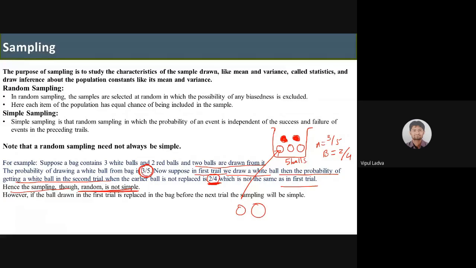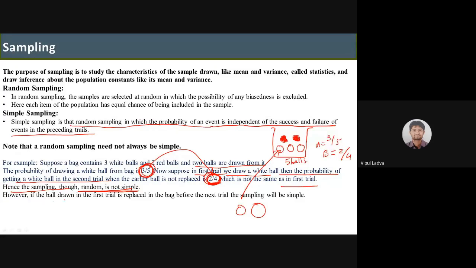Why? Because both are not the same. And see what is written here in simple sampling: the random sampling in which the probability of an event is independent of success and failure of events in the preceding trials. What I do ahead should not depend on what I did earlier. Here the white ball that I picked earlier is surely going to affect the second trial, so it is not simple.